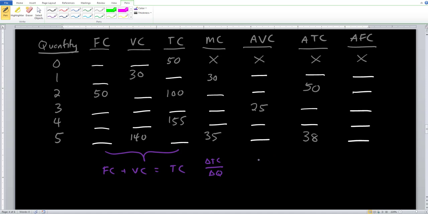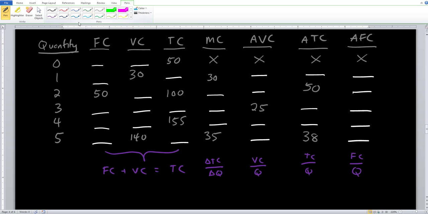Average variable cost, that's just simply going to be VC, variable cost, divided by quantity. Average total cost, that's going to be TC divided by quantity. And average fixed cost is going to be fixed cost divided by quantity. So the average measures are always going to be the easiest ones to solve for.